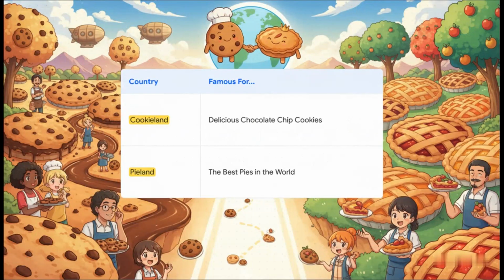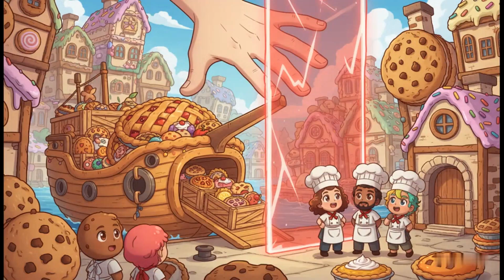Imagine two countries. You've got Cookie Land, and they make the world's most amazing chocolate chip cookies. And then you have Pie Land, and their pies are just incredible. They trade with each other happily, and everybody gets the best of both worlds. Life is good. But one day, the government of Cookie Land gets worried. Their local pie makers are struggling. So, to help them out, they slap a big tariff on all pies being imported from Pie Land.